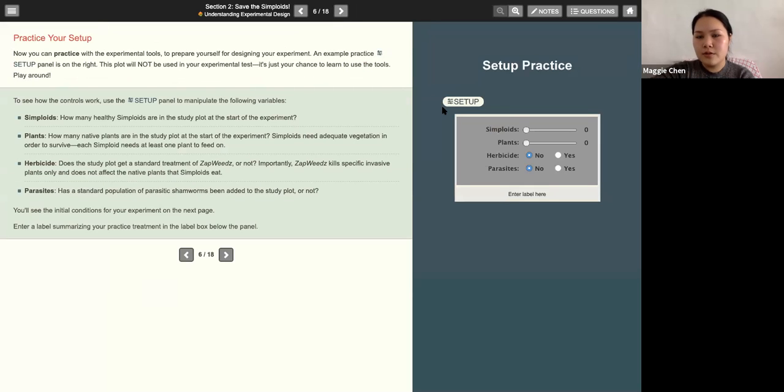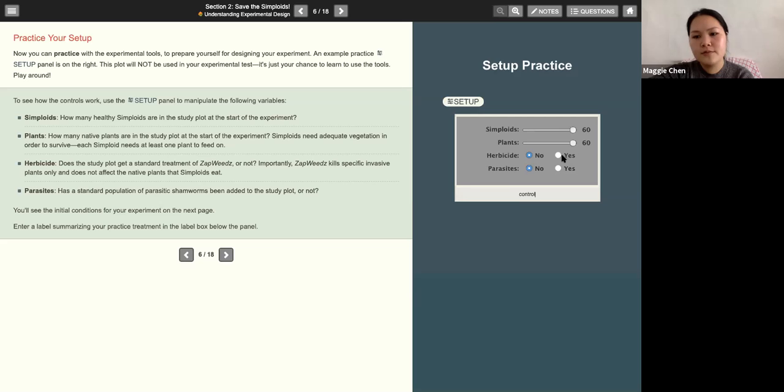So this is a setup practice where you can add as many as, I think, 60 symploids, and they also need to eat, so around 60 plants. Say if we wanted to have a control, just as an example, we probably want to put nothing in there. We don't want either herbicides or parasites. So we'll just say no herbicides, no parasites, and we can enter our label here and say control. This is just a practice setup, but this is how you can adjust your plot.